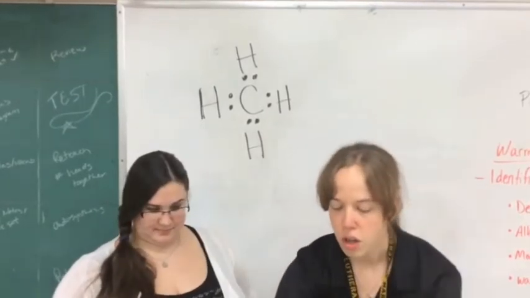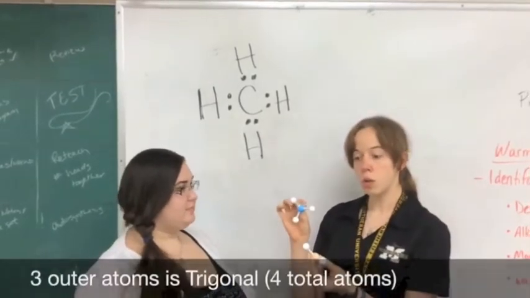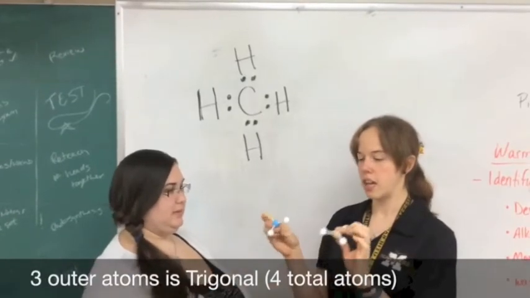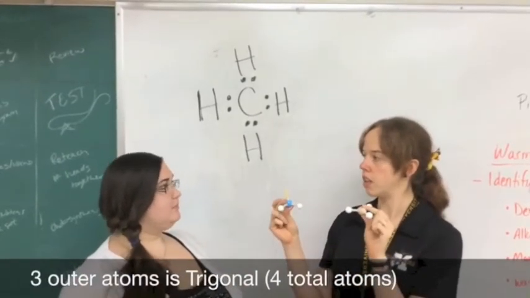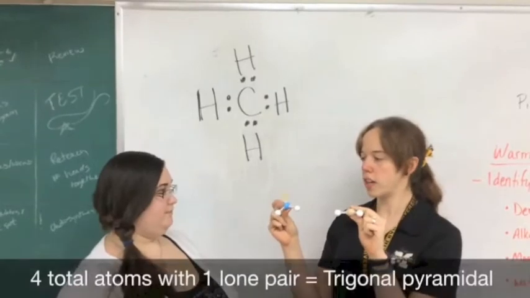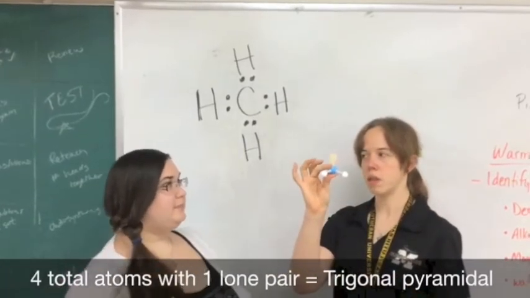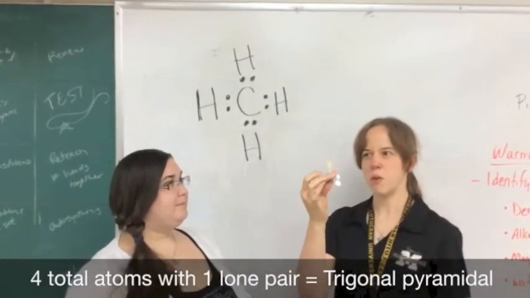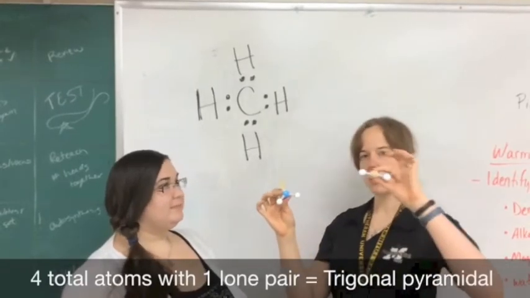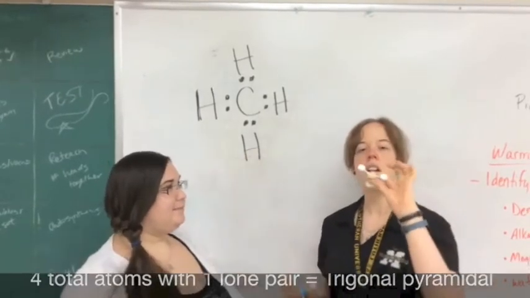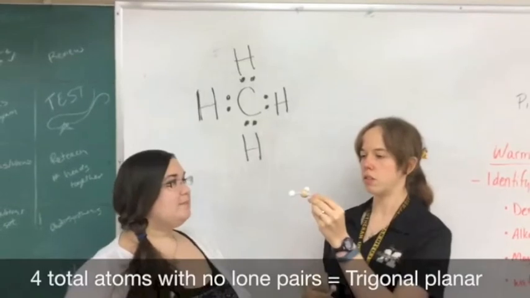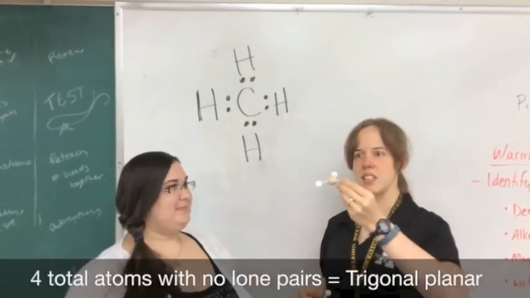If we only have 4 atoms total, and so we have 3 atoms around, it could be 2 things. They're both trigonal. This one is pyramidal. It looks like a pyramid. What does it have that this one doesn't? Lone pair. This one is going to be trigonal planar, because it's all flat, like a plane.